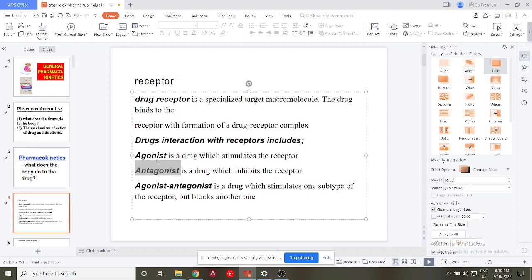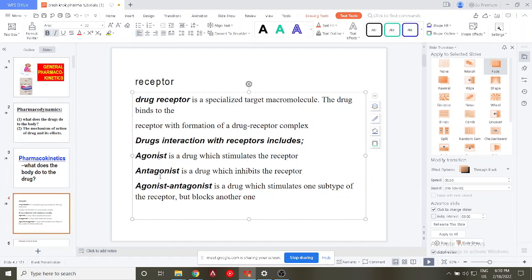Agonist simply means positive, while antagonist means negative, while agonist and antagonist means both positive and negative at the same time. So an agonist is a drug which stimulates the receptor, so it increases the effect, while an antagonist inhibits the receptor, while an agonist and antagonist stimulates one subtype of receptor but blocks another one.